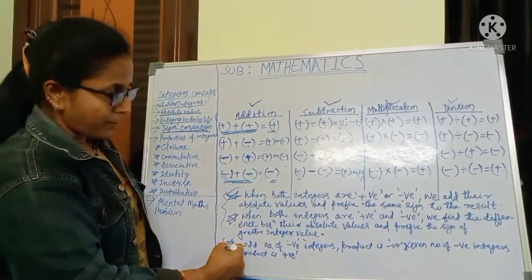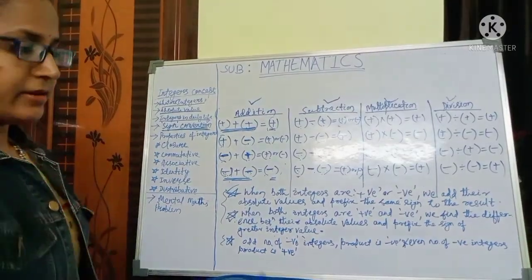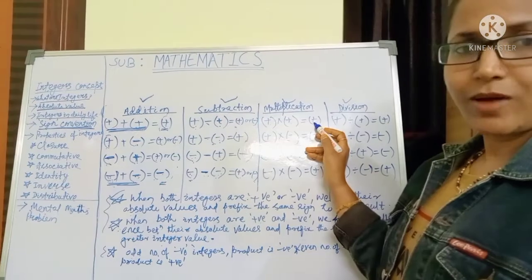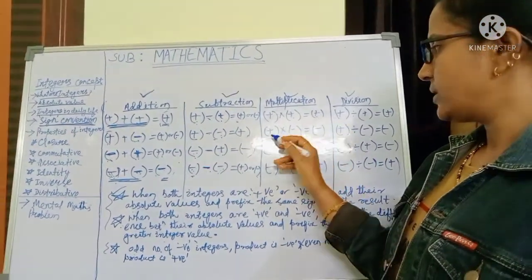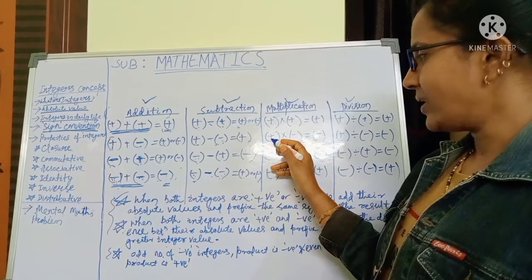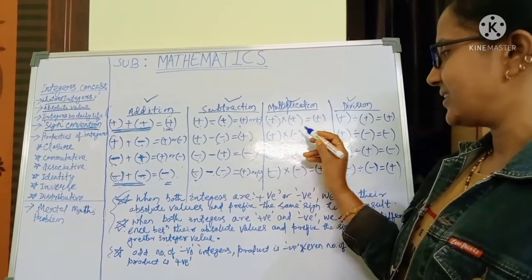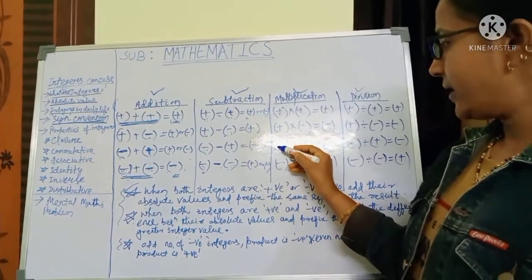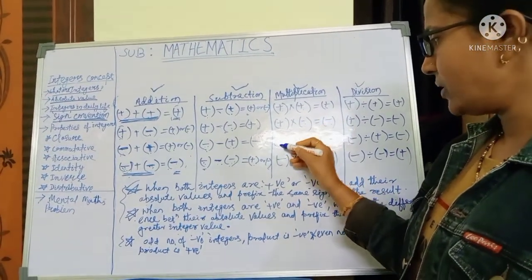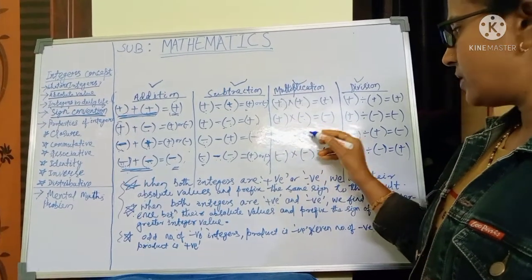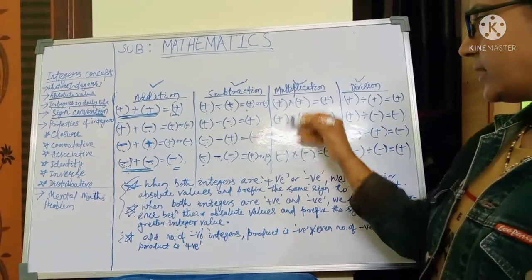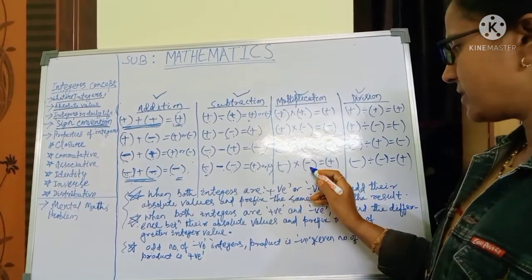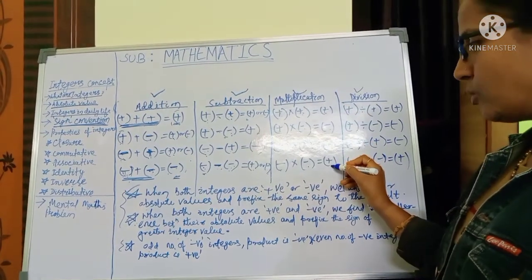Then the third part we consider is multiplication and division. When two integers are positive, we get a positive product. When one integer is positive and another is negative, we get a negative integer in the product. If both have the same sign, both positive or both negative, the product is positive.